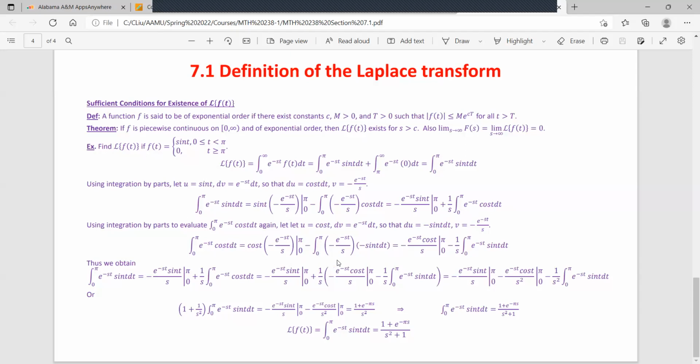And v is negative e to the negative st over s, and du is negative sine t dt. Again, you can simplify this by putting the negative sign out to the front. For the first term, we get negative e to the negative st cosine t over s.